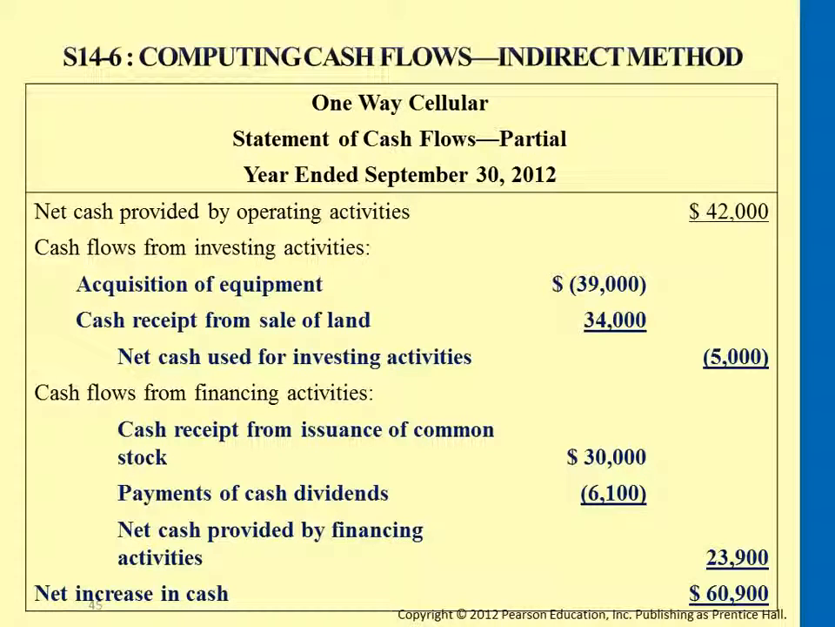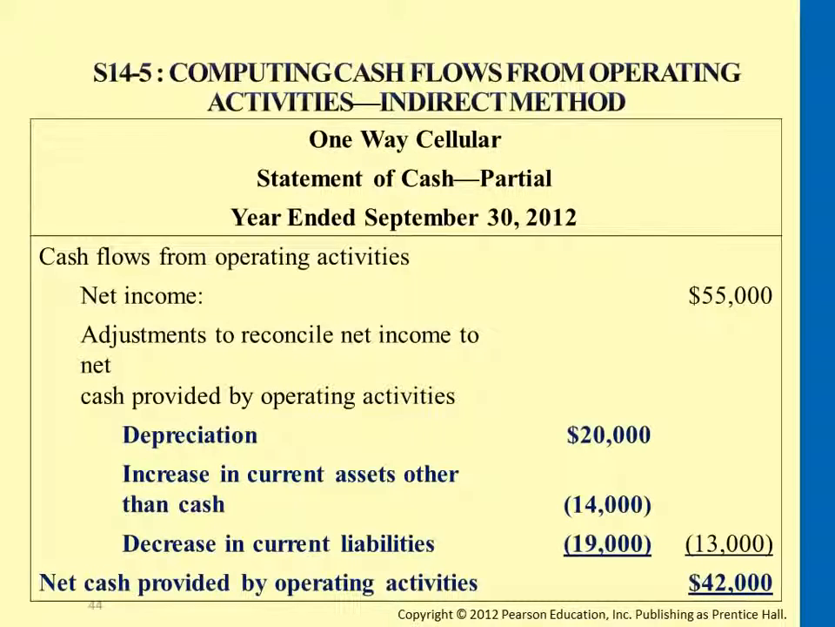So in this question here, investing activities overall, we also lost $5,000 cash. Financing activities increased $23,900 since we raised capital from common stock of $30,000. That's a lot more than the cash dividends that we gave out. In terms of operating activities, we increased $42,000 here.